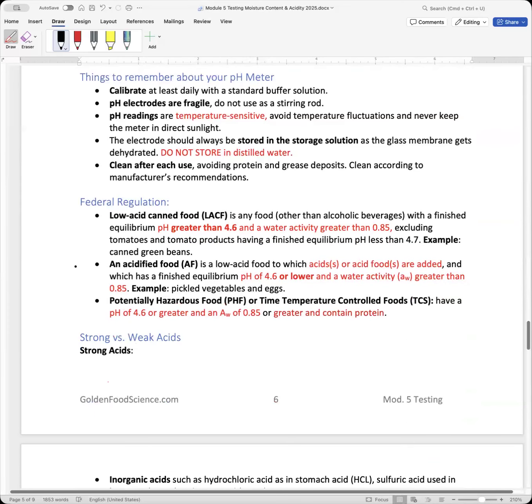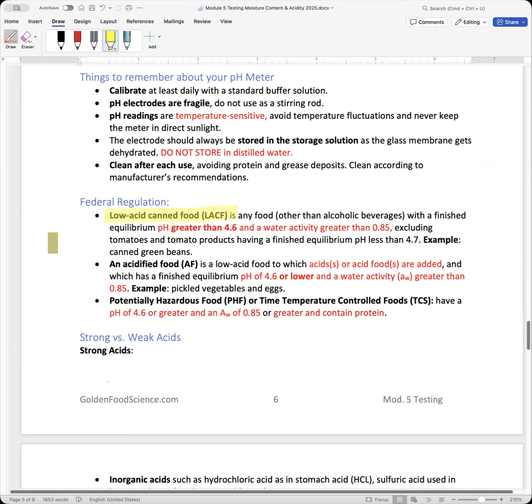In the federal regulations, there are several different kinds of foods that are defined based on pH. Low acid canned foods. This one always drives me crazy. Low acid means it's not very acidic, more neutral. I don't know who came up with that name. Low acid always makes me think it's very acidic, but it's not.